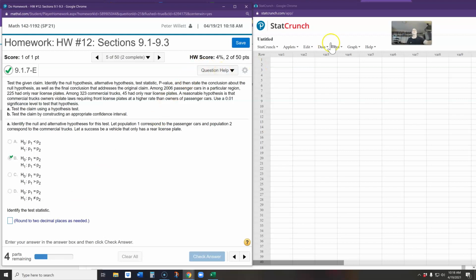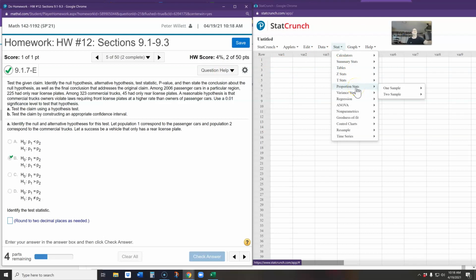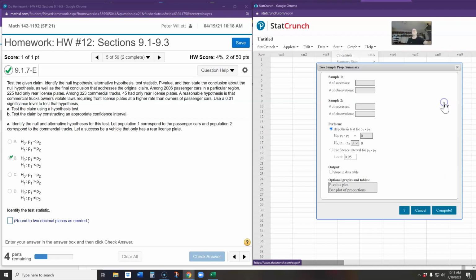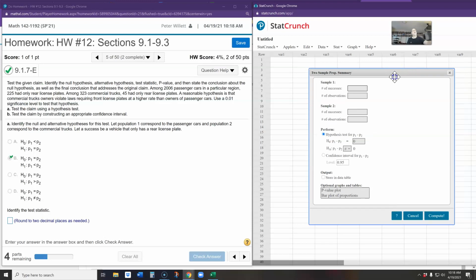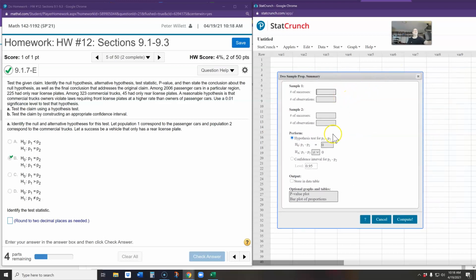So I'm going to go to StatCrunch, which I have open here, and under Stat, this is going to be Proportions stats. And in the past, we've done one sample, but now in Chapter 9, we're looking at 2 samples. And again, they didn't give us the data, they gave us a summary. So that's Proportion stats, 2 sample with summary. So they want the successes and observations from each of the samples.